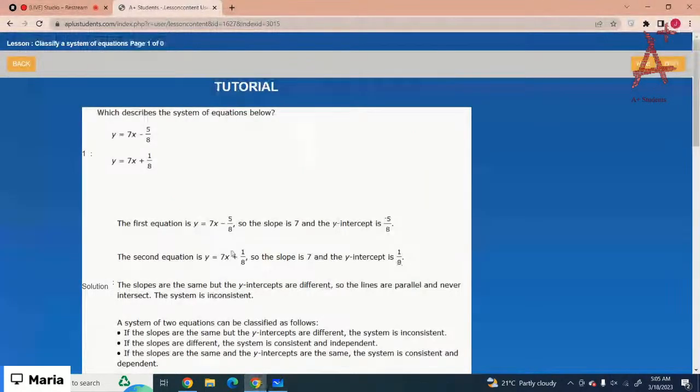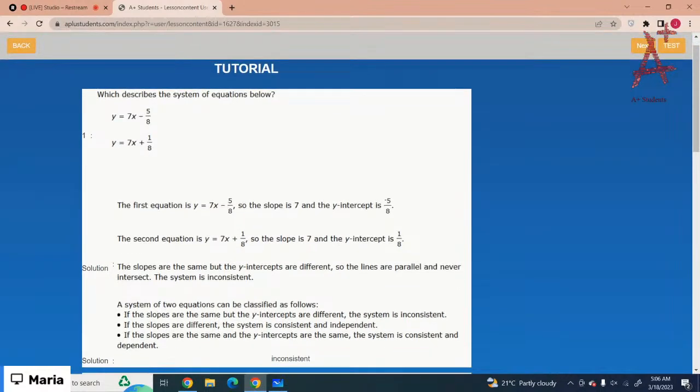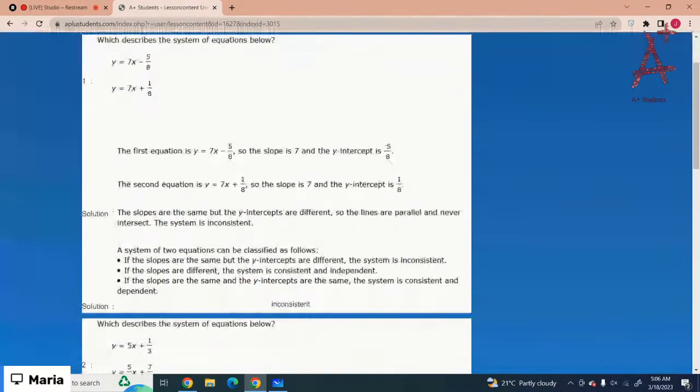So when you have a case where the slopes are the same but the y-intercepts are different, that means the lines are parallel and they never intersect. That means the system is inconsistent. Got it? If their slopes are the same but their y-intercepts are different, the two lines are parallel and parallel lines never intersect each other. So the system is inconsistent. Got it?